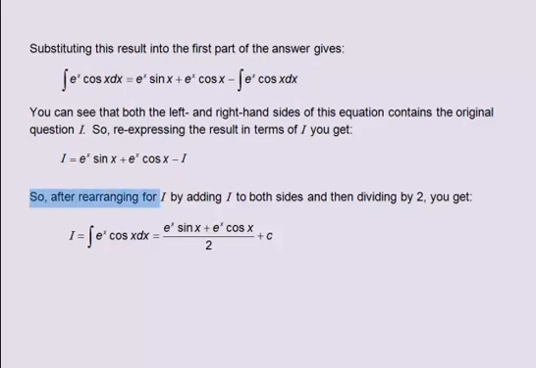So after rearranging for I by adding I to both sides and then dividing by 2, you get I equals the integral of e to the x cos x with respect to x, which equals e to the x multiplied by sin x plus e to the x multiplied by cos x, all divided by 2, plus c.